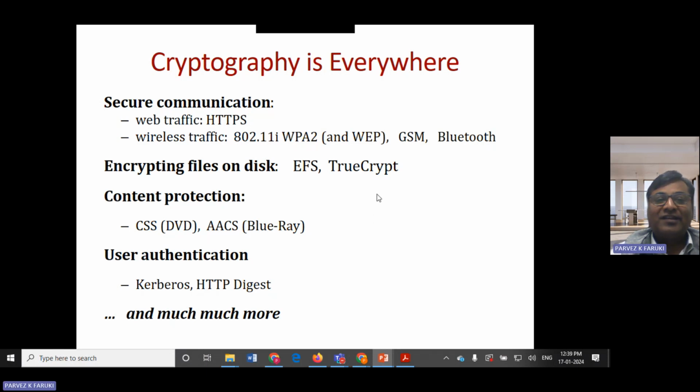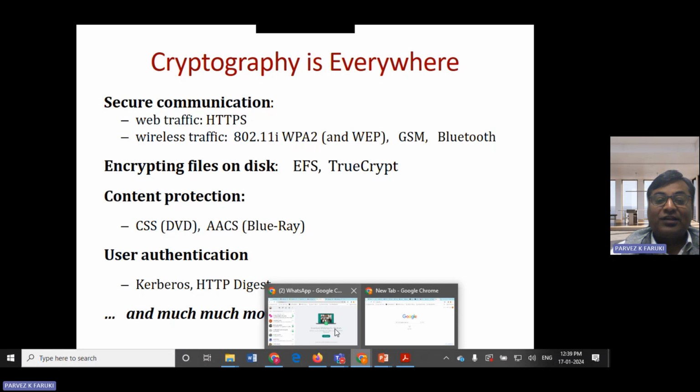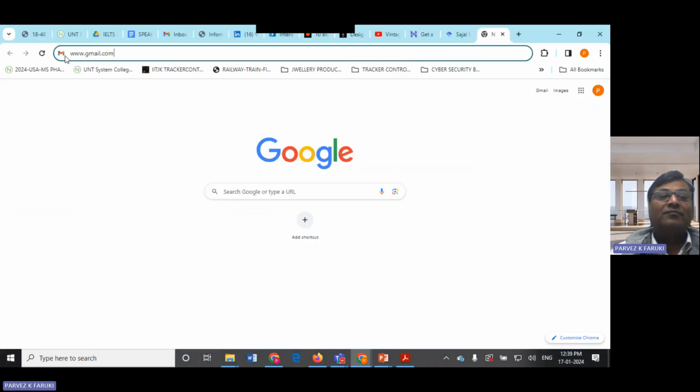So by default, as I said, I showed you one web page. Your web traffic is secure HTTP, hypertext transfer protocol. However, it is secure. So if you see this, right?